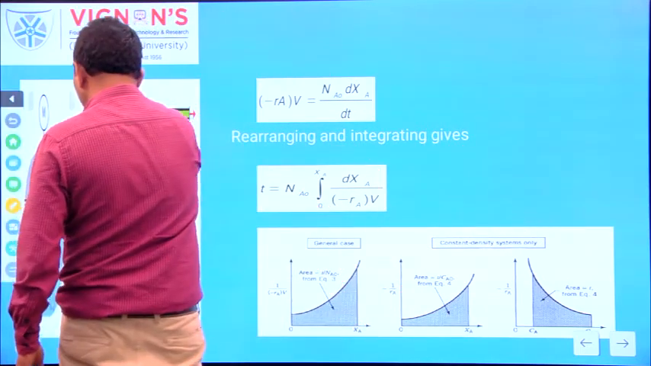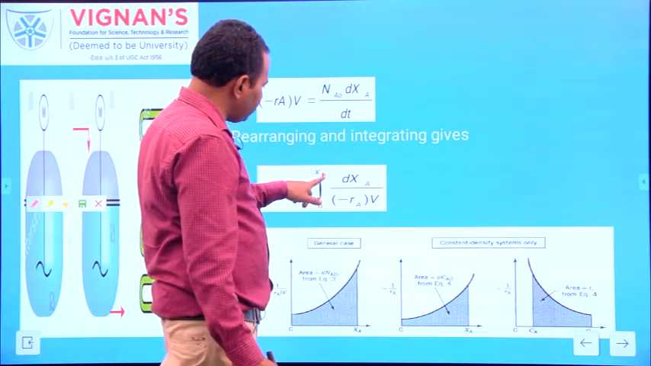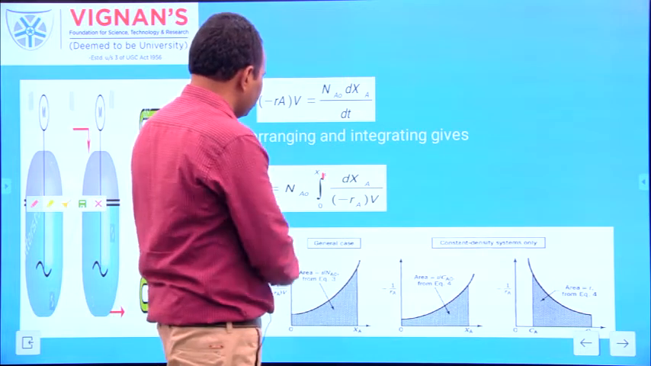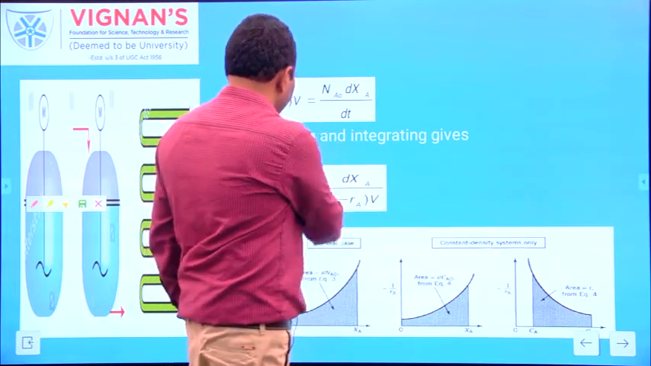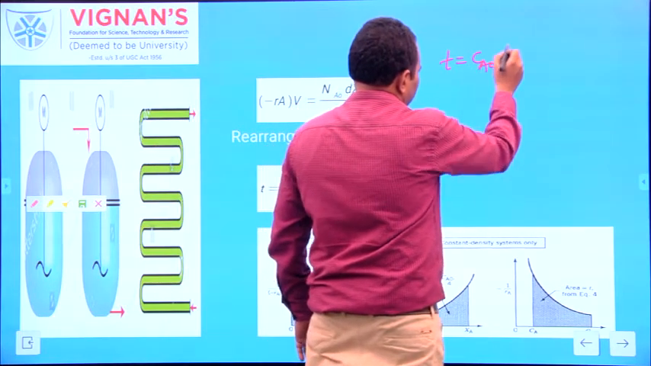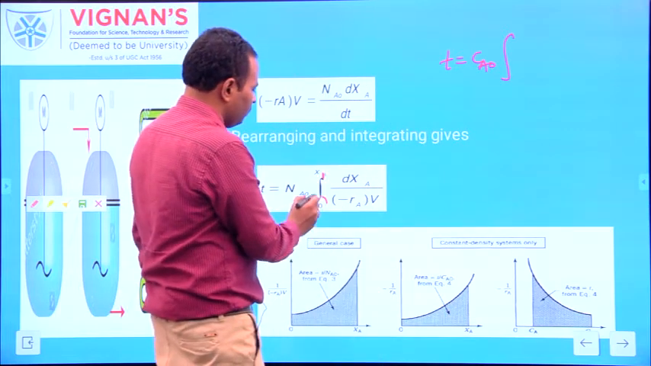Here you can convert the limits of this one. On the right hand side we have the XA limits. You can convert this to the concentration limits. How can you convert this to the concentration limits? Before that, V is taken out of the integral. This can be written as Na0 by V, which is Ca0. Now the conversion XA at time t equal to 0 is 0.